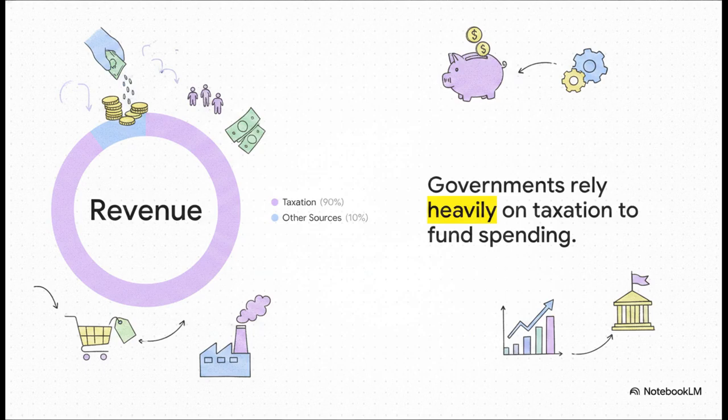It makes up a whopping 90% of their revenue. This includes direct taxes on your income, like PAYE, and indirect taxes on your everyday spending, like VAT or customs duties. The remaining 10% just comes from other sources like interest, profits from government enterprises, and various miscellaneous receipts.